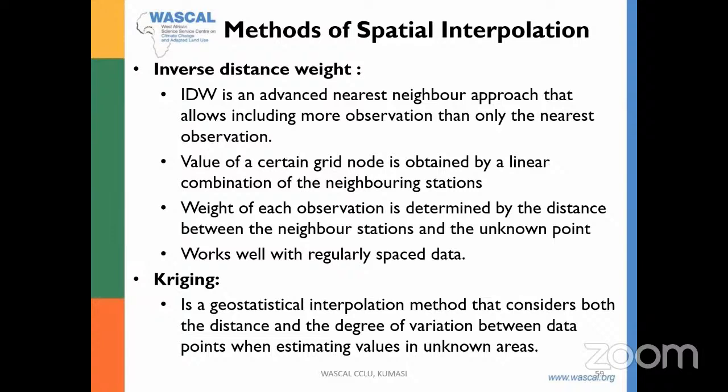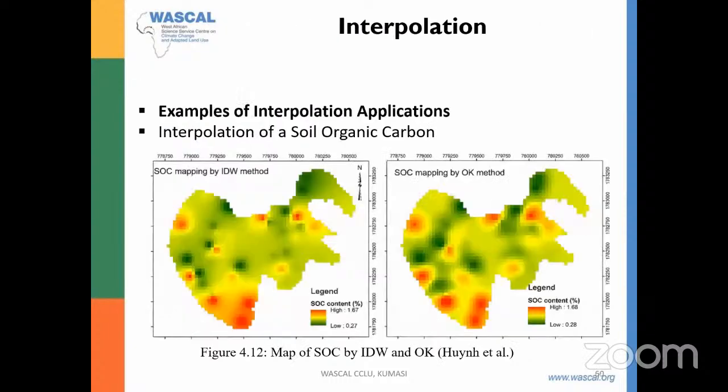Kriging is a geostatistical interpolation method that considers both the distance and the degree of variation between the data points when estimating unknown areas. And we can leverage simple, ordinary, and universal Kriging. So these are some examples of interpolation applications that have been used in soil organic carbon.